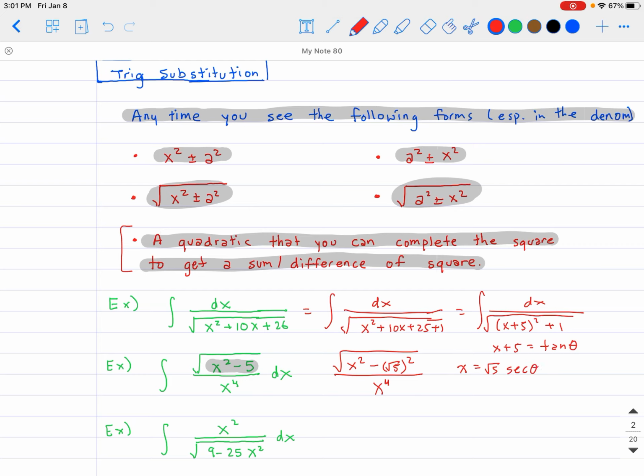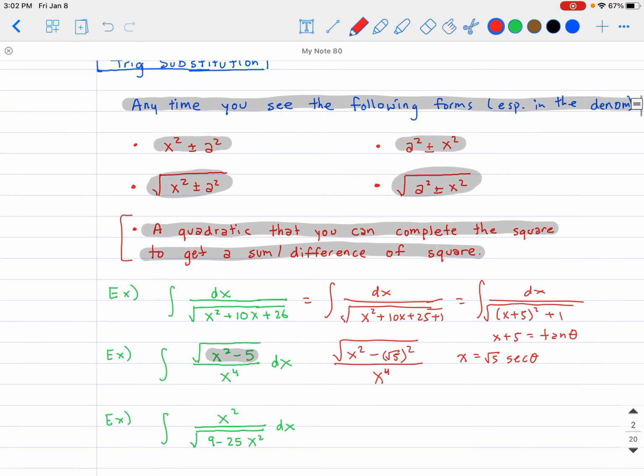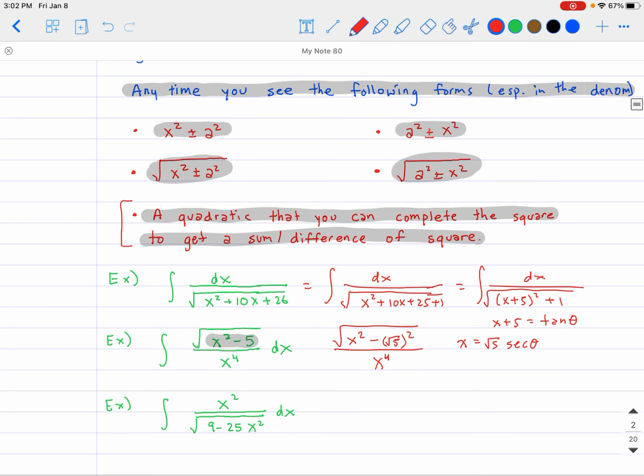And then just like the first one, you're going to go ahead and solve for dx. And then that's going to be in terms of theta, and so on and so on. Okay, so don't let that x squared minus 5 hinder you. You can still use a trig substitution in this case. And finally, for this last one over here, you can see that you have in the denominator the square root of a difference of squares. So then we can go ahead and do exactly the same thing.